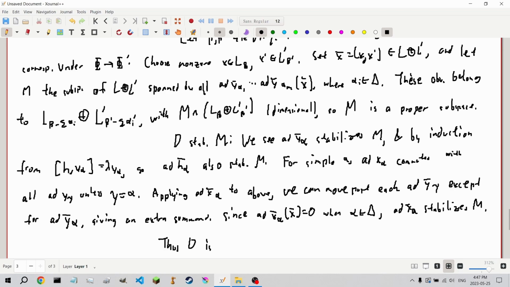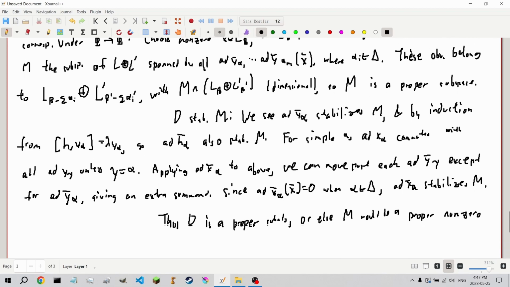Thus D is a proper subalgebra. Or else M would be a proper non-zero ideal of L plus L prime, and thus would be equal to L or L prime.